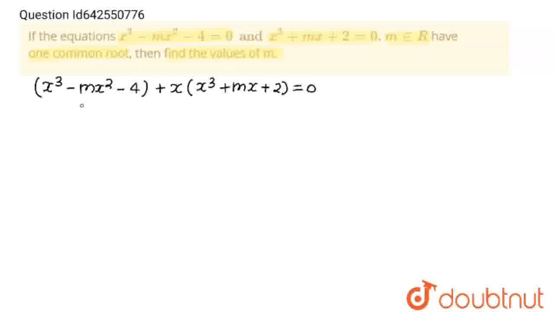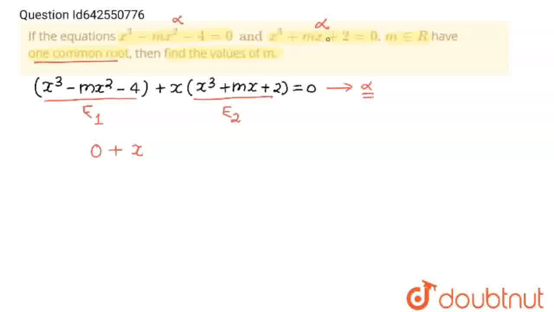See, this was our first equation and this was our second equation. And both have one common root. Suppose that common root is alpha. So this equation also has root alpha. How? See, at alpha, this will become 0. Why? Because this first equation has root alpha. This will become 0. This is plus, okay, this is x, so I will write x.